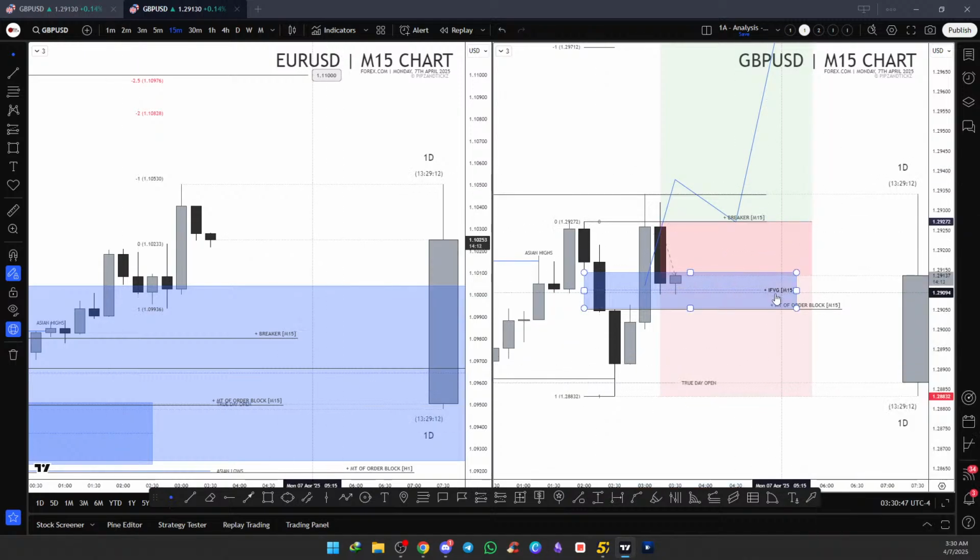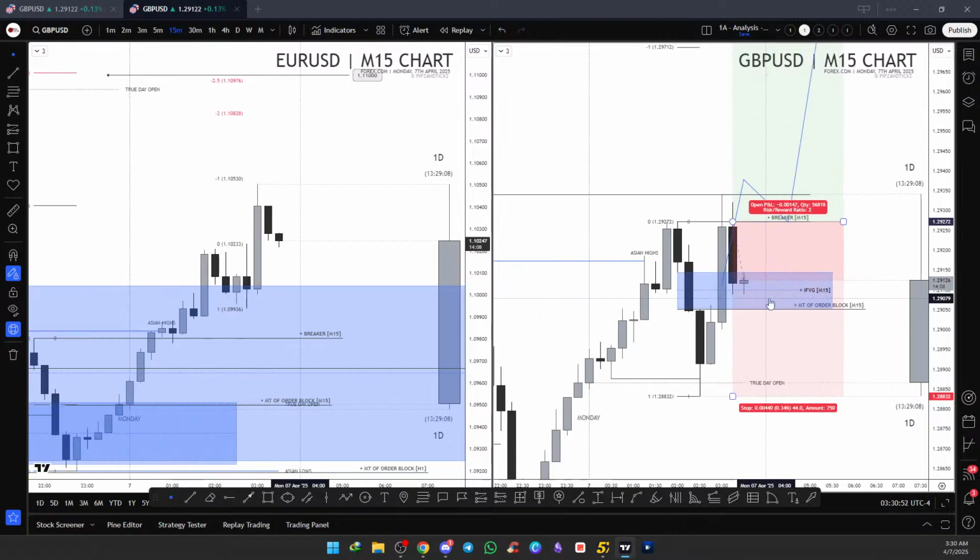Okay, this IFVG is supporting price. It is not letting price close below the CE, which is a good sign.